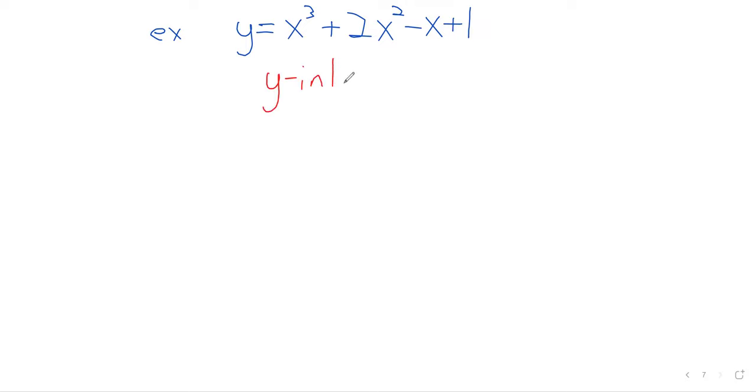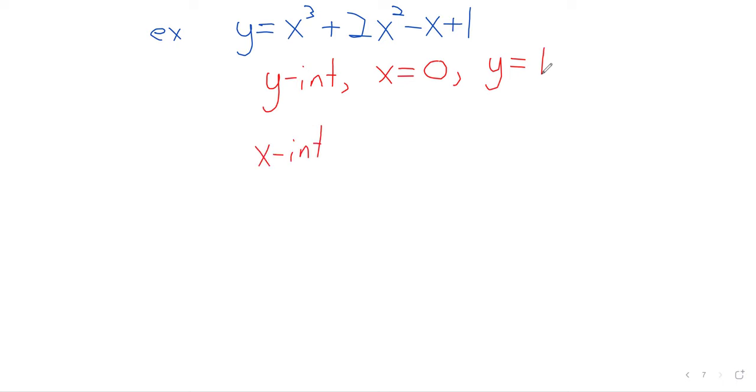You don't necessarily have to write this down. But if y is x cubed plus 2x squared minus x plus 1, and we want to talk about the intercepts, well, the y-intercept we can find, in fact, we could probably find it mentally. We set x equal to 0, and y ends up being 1.